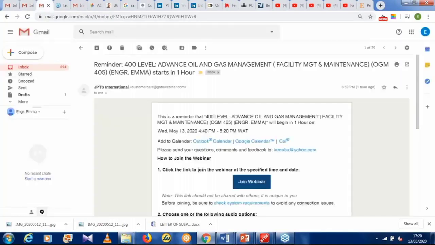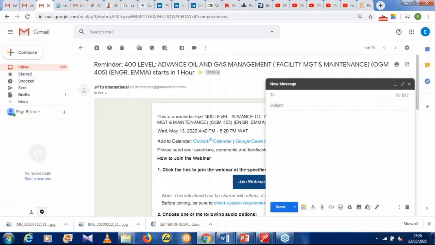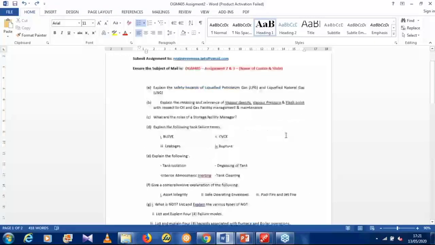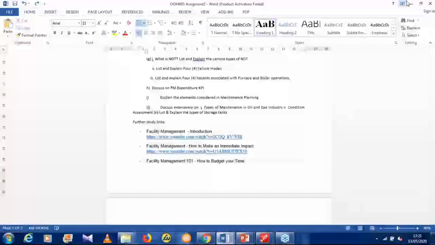If you can see my screen, when you want to send your mail, you type engineer Ima blah blah blah, then on the subject you put OGM 405 and then assignment dash assignment one, everything that you have to write. Then you can now write something on the body and attach your document. Failure to do that, your assignment might not be easily sorted out. So please take note of that.